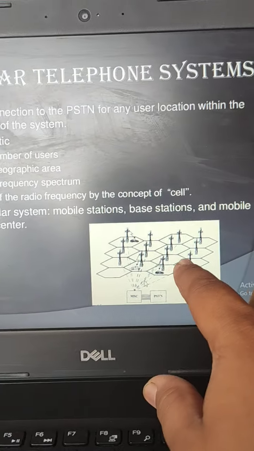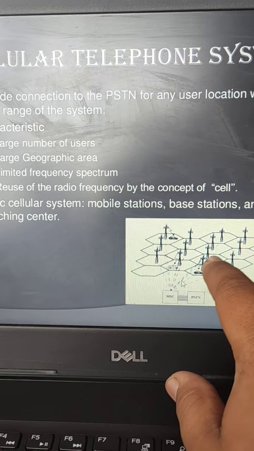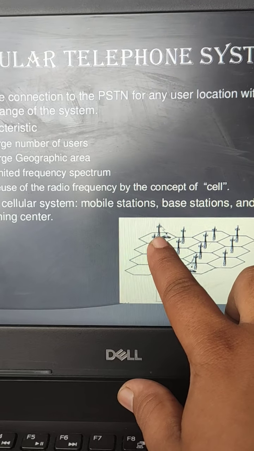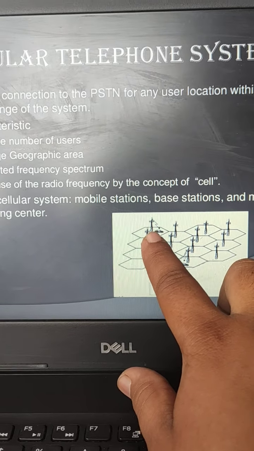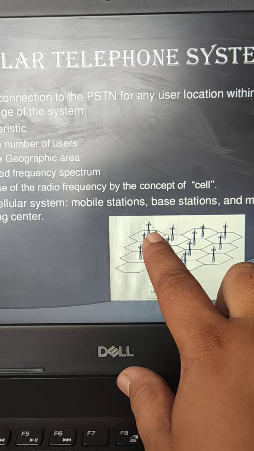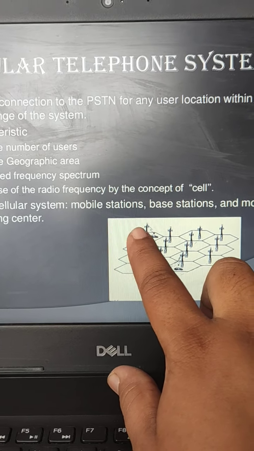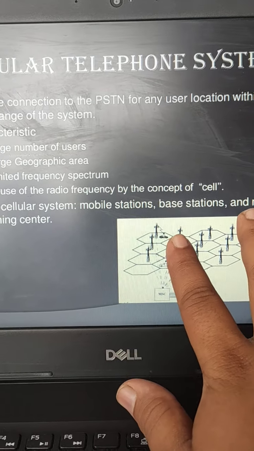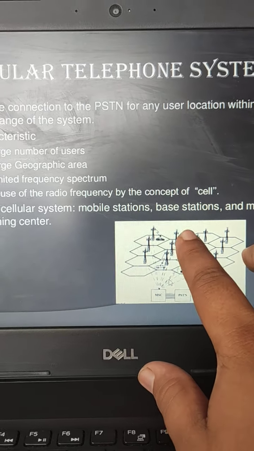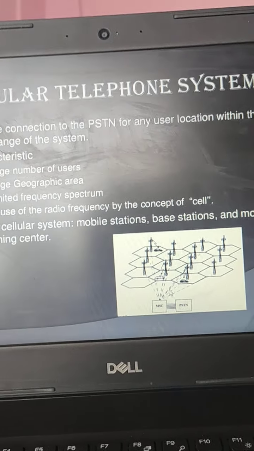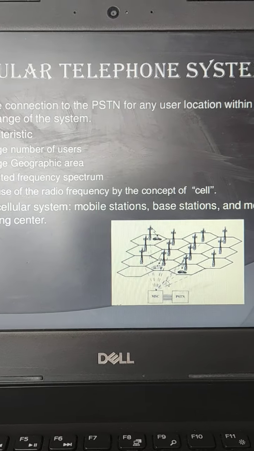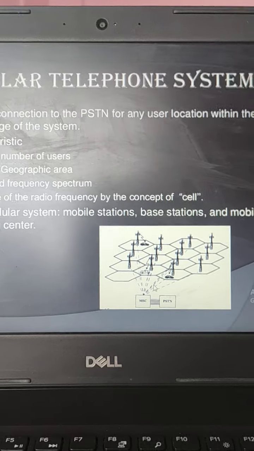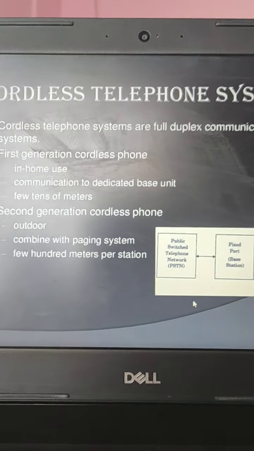This is one structure of a cellular system that consists of different cells, and it consists of different antennas. That antenna we call a base station. From this base station we transmit information from one mobile device to another mobile device, used for a large number of users. It covers large geographic areas with a limited frequency range. Basically a cellular phone system consists of a mobile station, base station and mobile switching center.